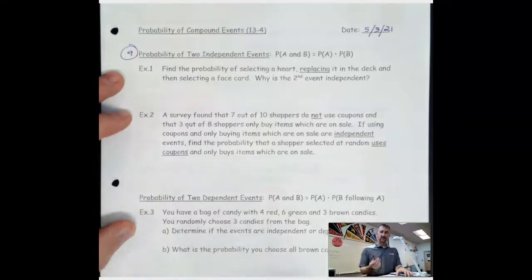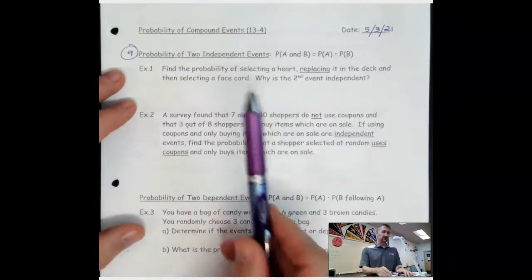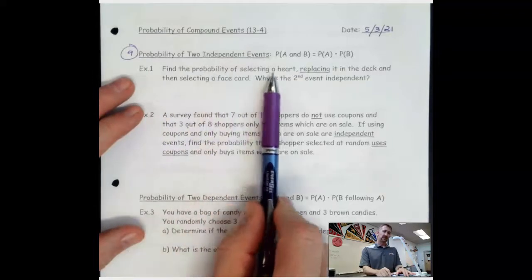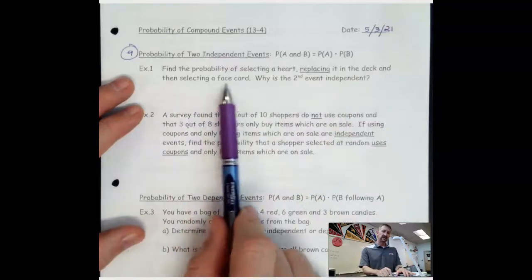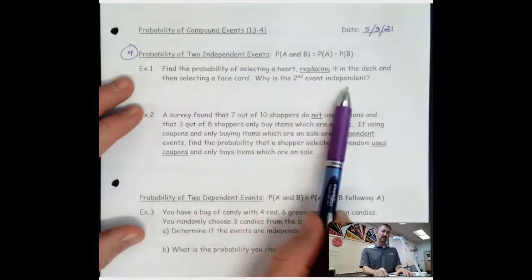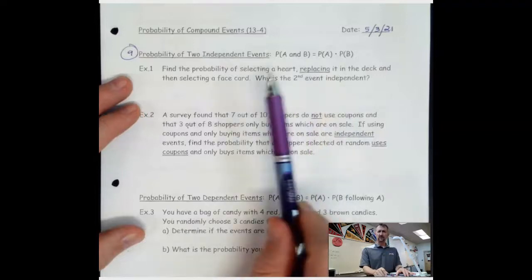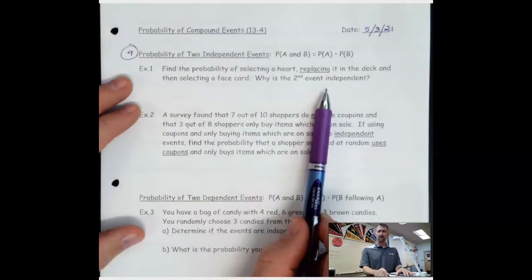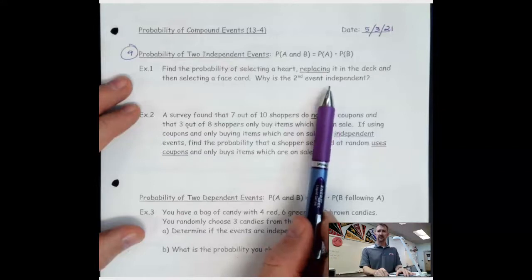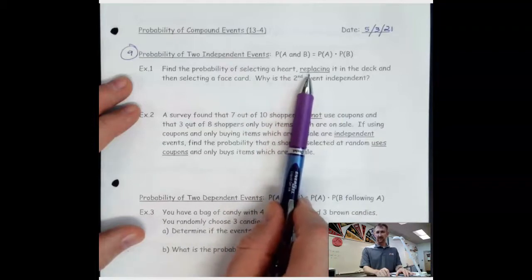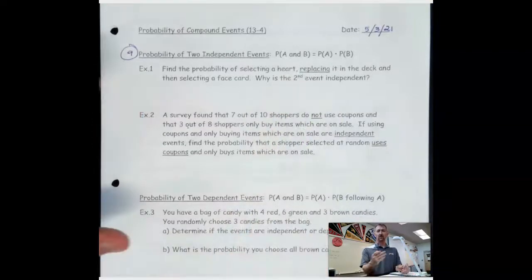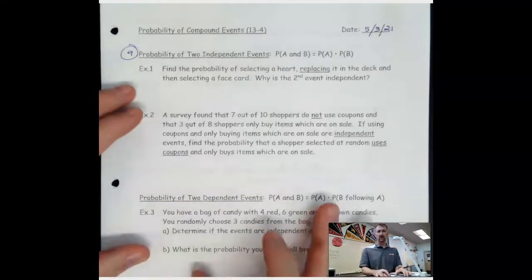We're not highlighting these examples because they're all possible test questions. Find the probability of selecting a heart and then replacing it in the deck and then selecting a face card. Why is the second event independent? Think about that for a moment. Why does the second event not depend on the first event? It's kind of obvious because it's underlined here. Because we replaced the card. If we're putting the card back in the deck, now all the cards are in the deck, so it doesn't matter what happened the first time because all the cards are still available.